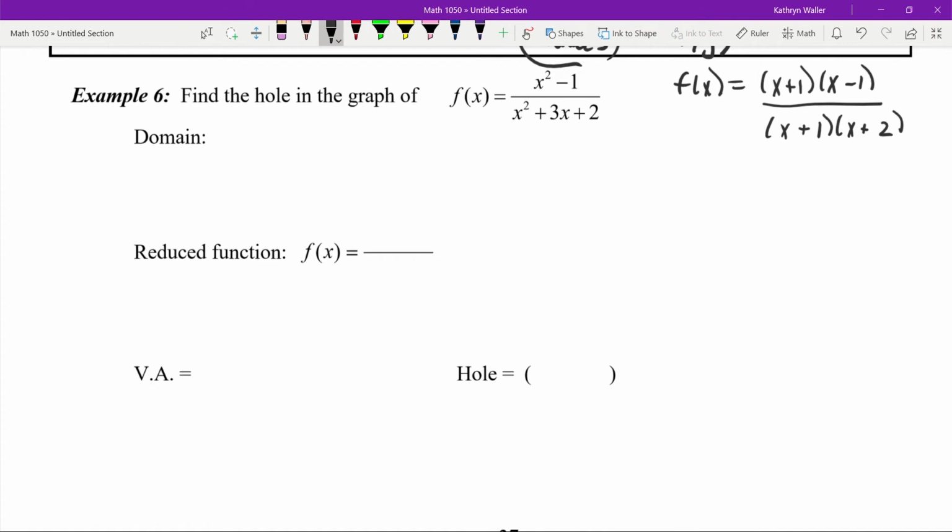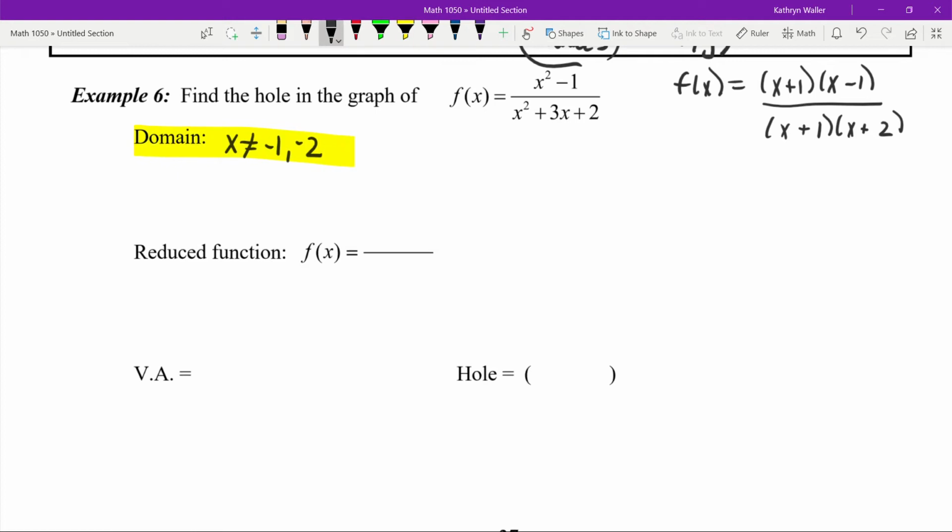Does something reduce here, guys? Talk to me. Yes, it does. Is reduce the next thing that's on my list? No, don't go out of order. What's the next thing? Find the domain. Try not to look at the paper. How do you find the domain? The bottom. So x cannot be equal to -1, -2. I know that it's acceptable to write your domain like that.